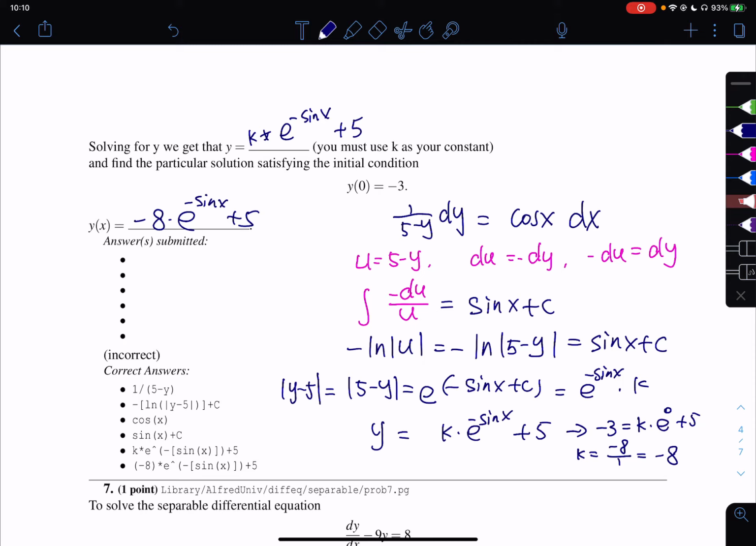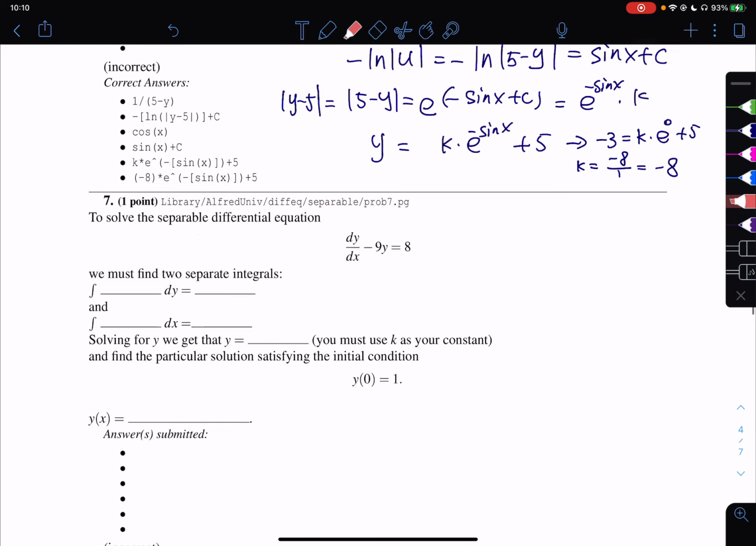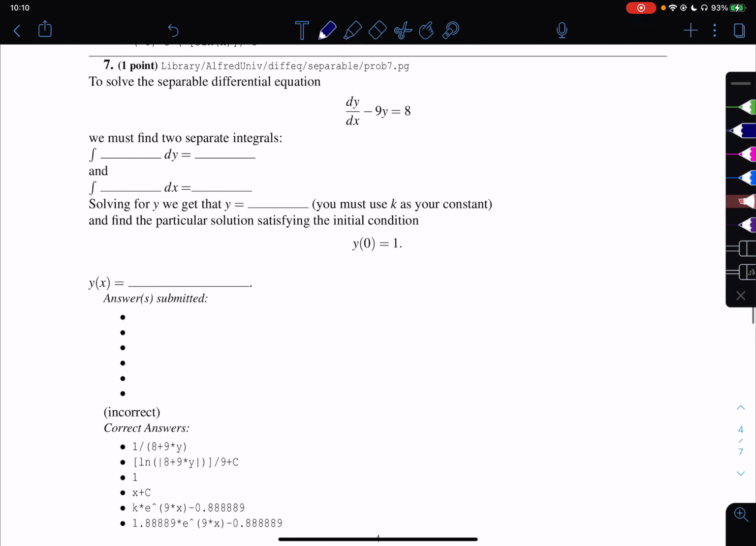Okay, because all you need is a particular solution, all this should work out just nicely. Okay, so let's move on to our next problem.